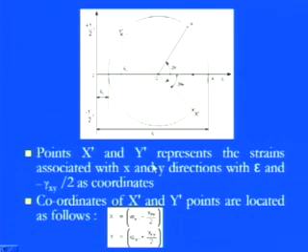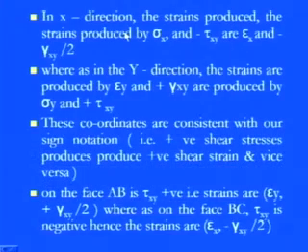So points x dash and y dash simply represent the strain associated with the xy directions, in terms of epsilon and minus gamma xy by 2 for the lower point, because x dash is towards the downward direction. So we have minus gamma xy by 2 as the coordinate. So the coordinates of x dash and y dash we can simply calculate: epsilon x, minus gamma xy by 2 for x dash. And as far as the y dash point is concerned, we have epsilon y, and plus, since it is the positive direction, positive gamma xy by 2. So we can simply calculate these.